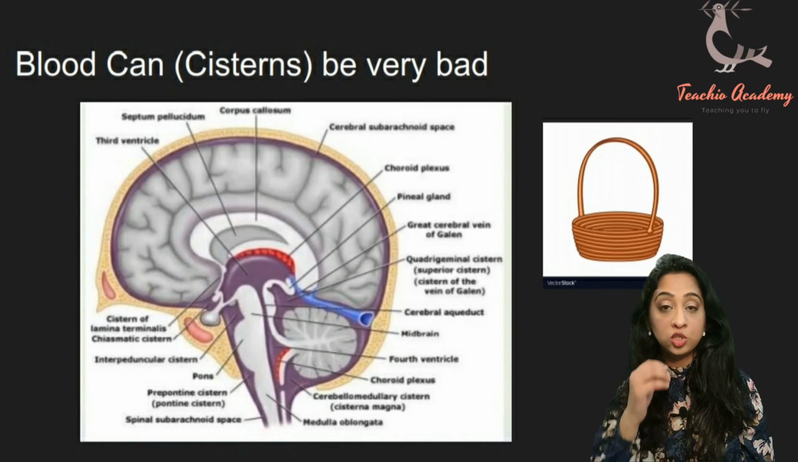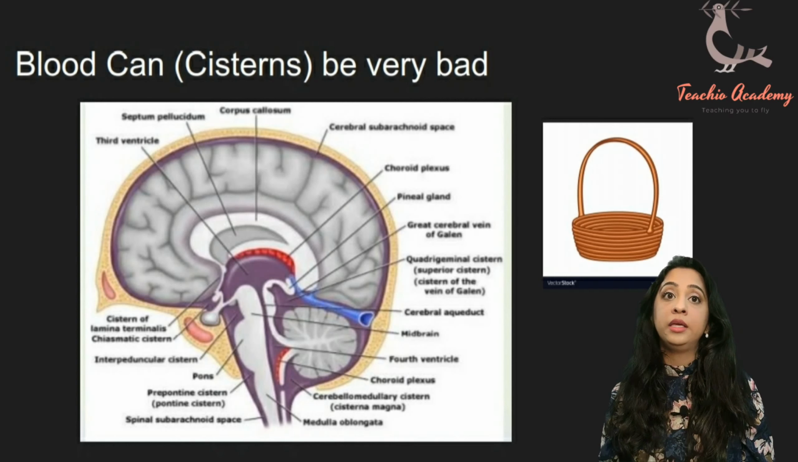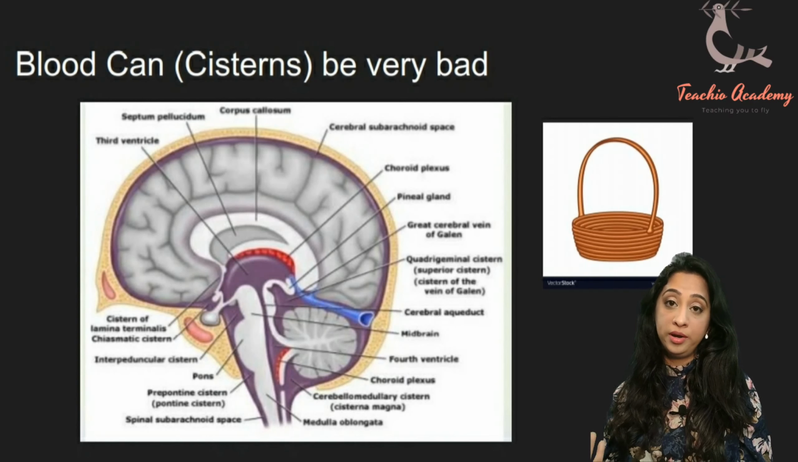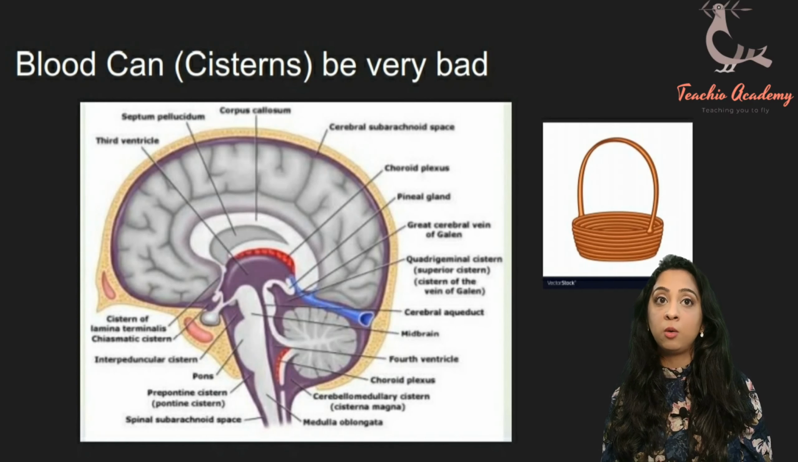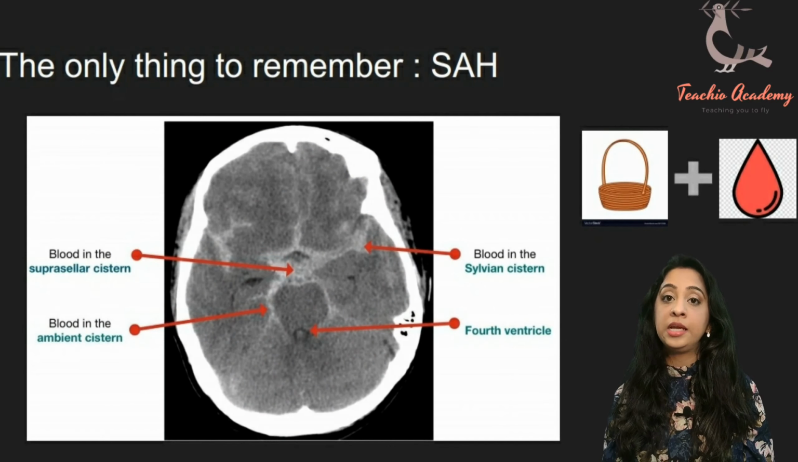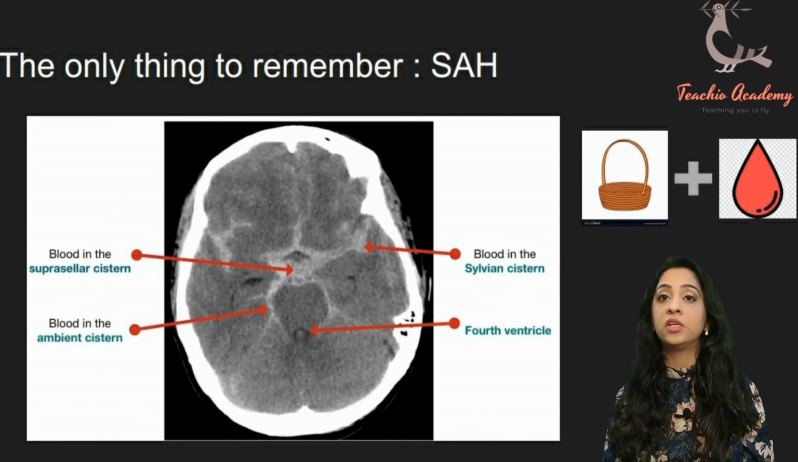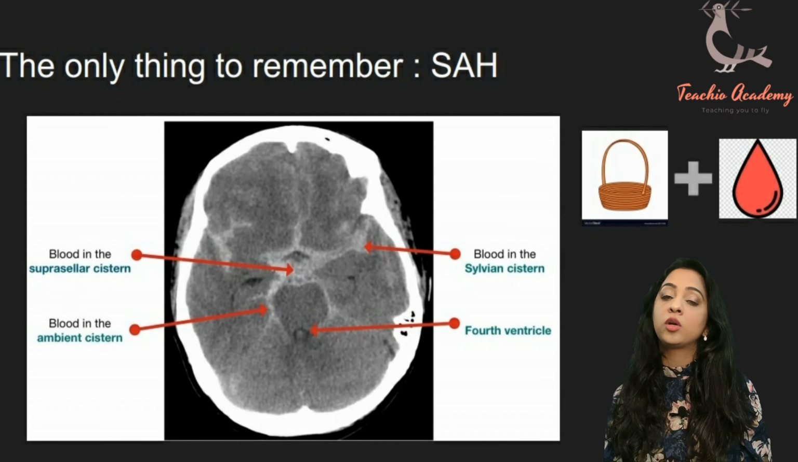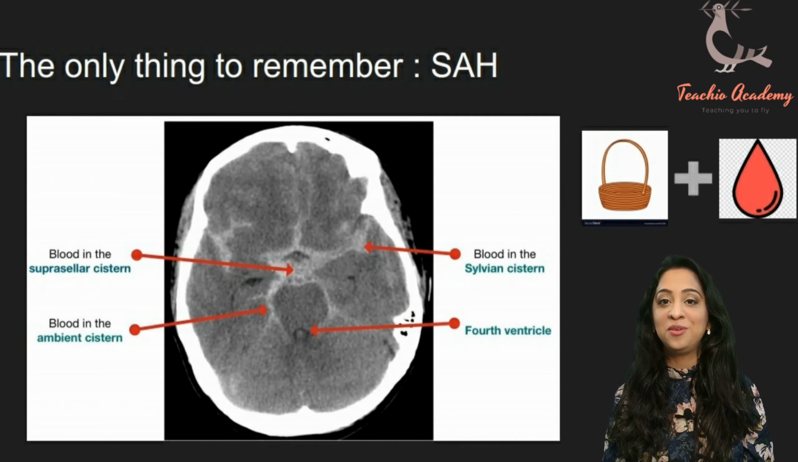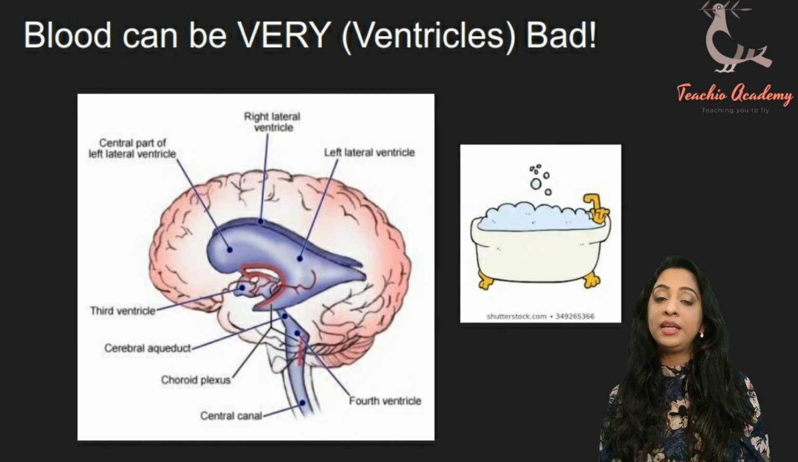Because this is an invagination of the subarachnoid system, it can appear like blood in the cistern. So anytime you get a subarachnoid hemorrhage, the basket is going to fill with blood. If you see that star shaped or spider shape, that's basically blood in the cisterns, which are your suprasellar, ambient and sylvian cistern. But what you just need to recognize is the pattern. And that's it. Your PLAB 1 exam is solved and your consultant is very impressed when you recognize a subarachnoid hemorrhage. Moving on, blood can be very bad.